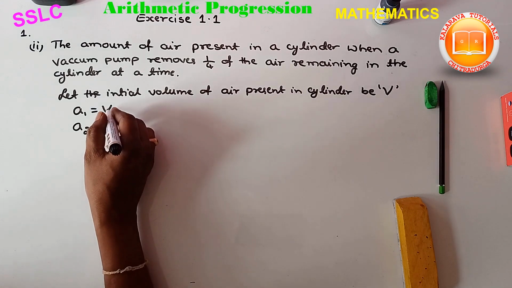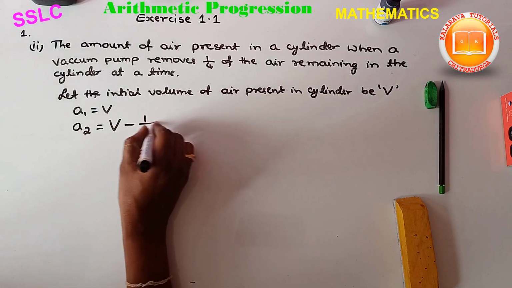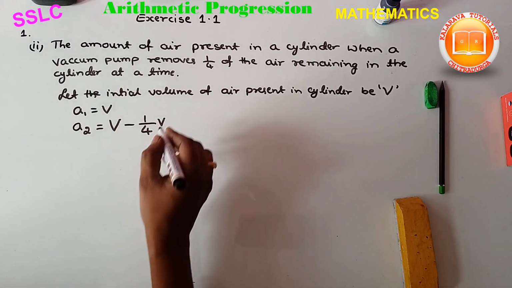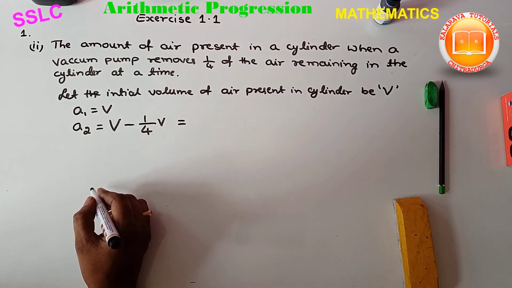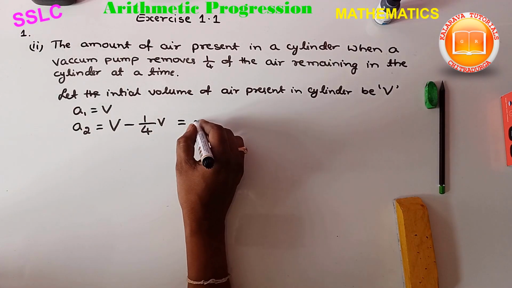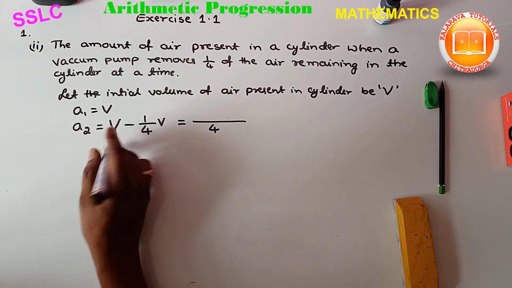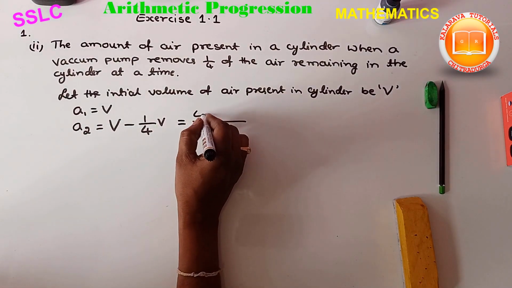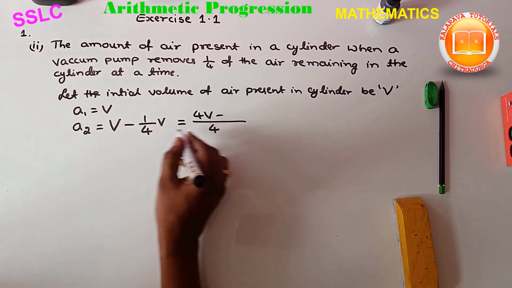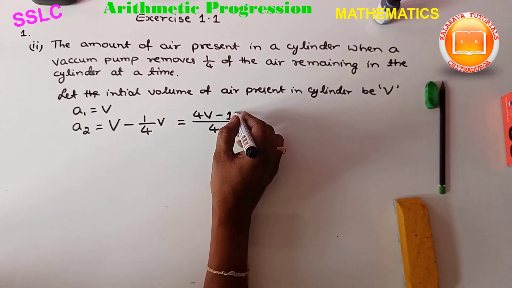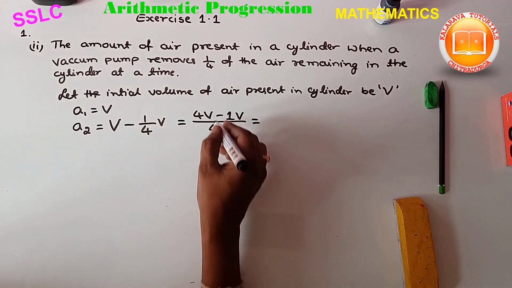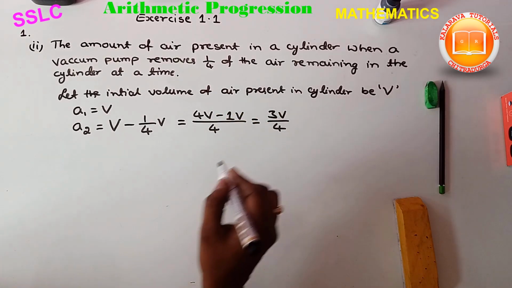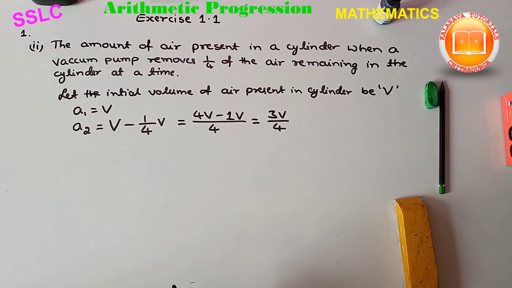So for that, this is the first term, we have to remove 1/4 of the volume present in the cylinder, that means 1/4 of V. Therefore we have to simplify this. We take 4 as the LCM here. There is no denominator in the first term, so we multiply V by 4, that gives you 4V, minus 1V, and the denominator is the LCM, we write the numerator as it is. So we get 4V minus 1V, that becomes 3V divided by 4. So this is the second term.